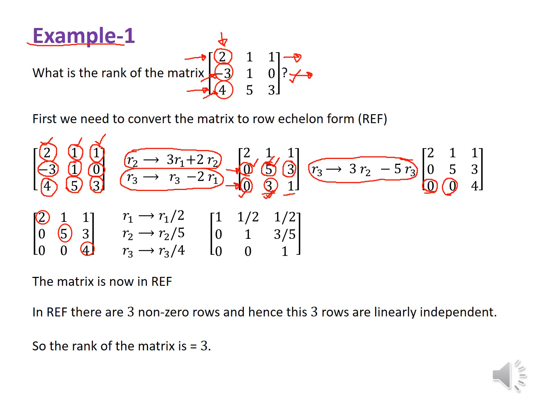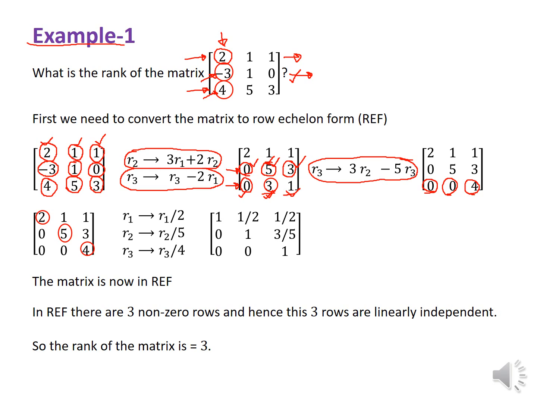Now if we multiply the third element of second row by 3, we will get 9, and if we multiply the third element of third row by 5, we will get actually 5. Then 9 minus 5 will give 4 as the new third element of third row. So the matrix is now almost in row echelon form.